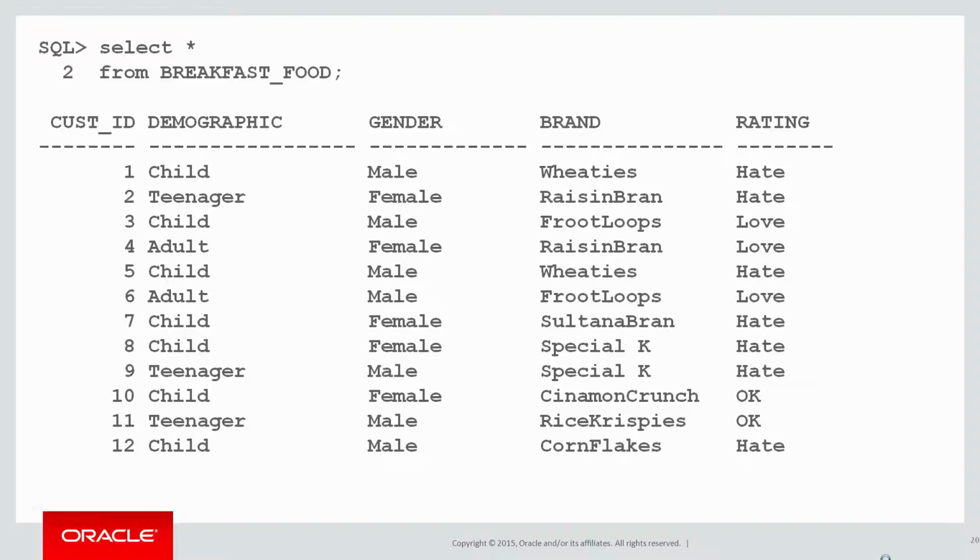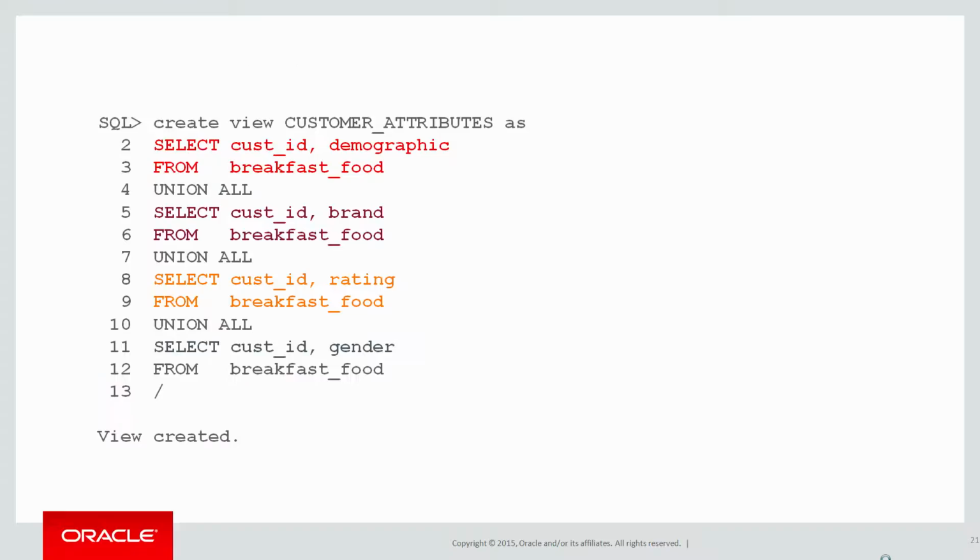So here are the results of the 12 people we surveyed. We can see that the first person was a child, they were male. When we asked them about Wheaties, they said they hate it. The 10th person was a child, they were female. When we asked them about Cinnamon Crunch, they thought it was okay, and so on for the rest of the rows. Now we need to build a few underlying objects before we can use frequent item set.